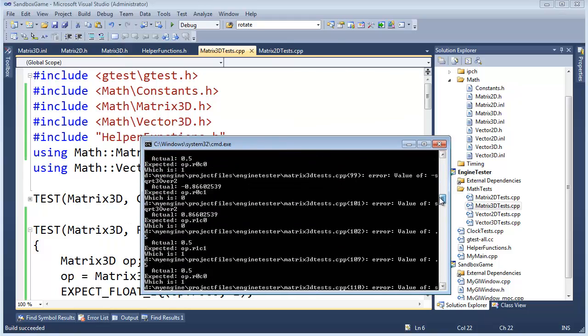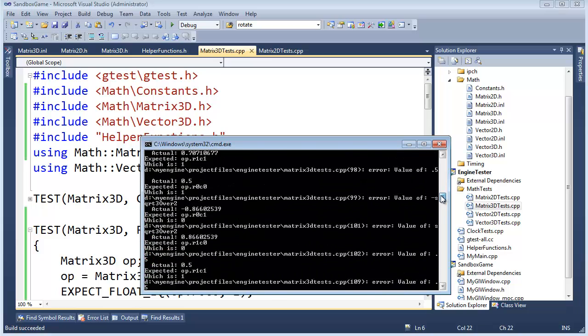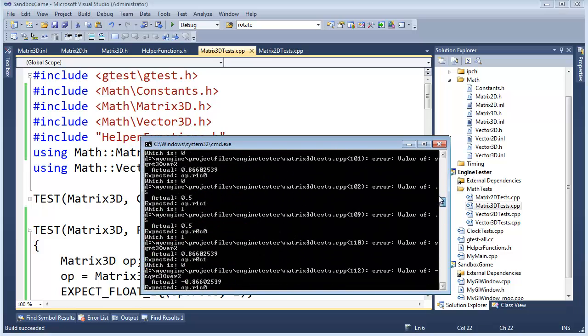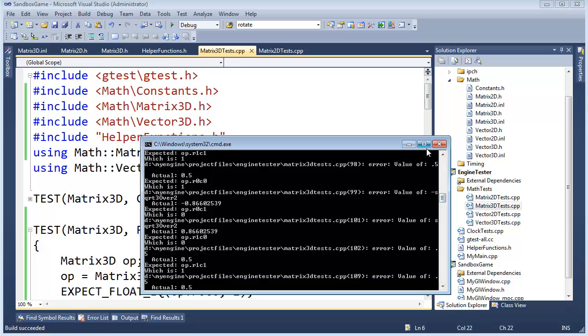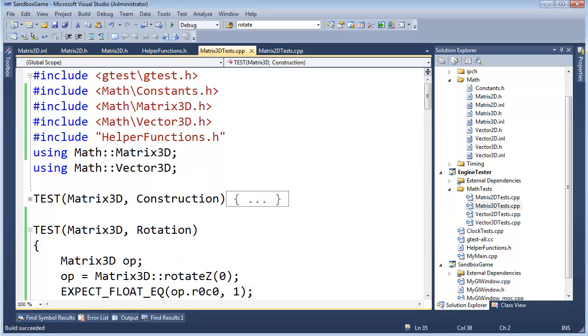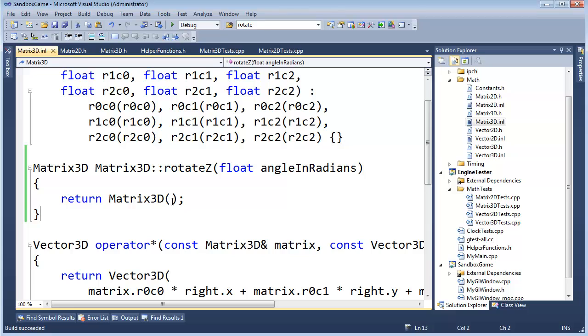Lots of failure. Oh, that's rough. That's rough. Okay, but it's going to be quite straightforward to get this to pass. So let's make it pass. Matrix3D.inl. Again, forgive me if hopefully this is becoming annoyingly repetitive, but I think it's good to see.